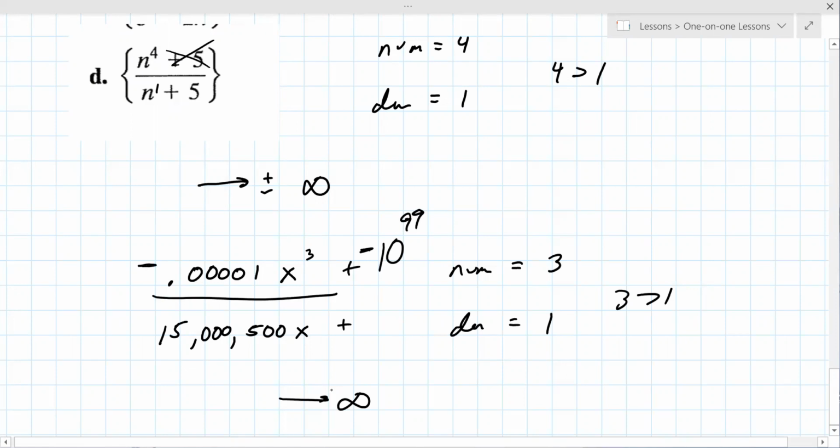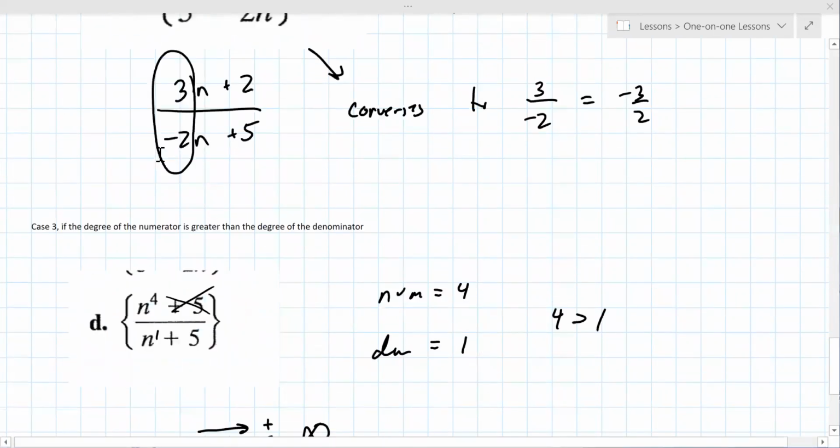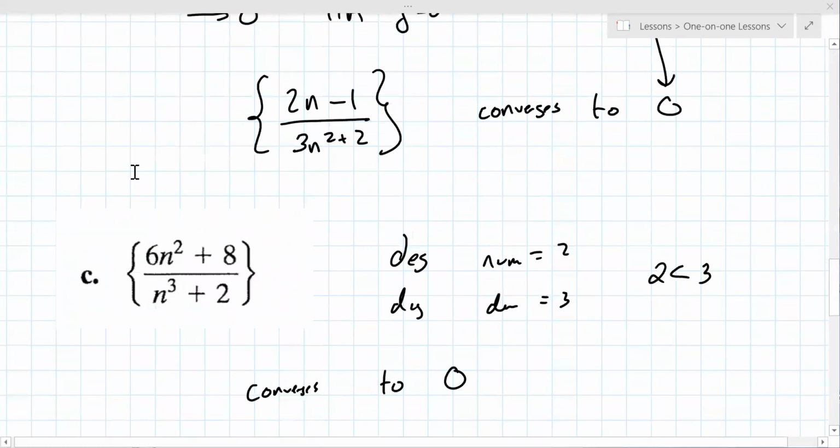Or converges to negative infinity? No, these diverge. I'm sorry. Whenever infinity is involved, it diverges. Converges only goes to a number. Infinity is not a number. So which one was the converges one? Not D. Both case 1 and case 2 converge.